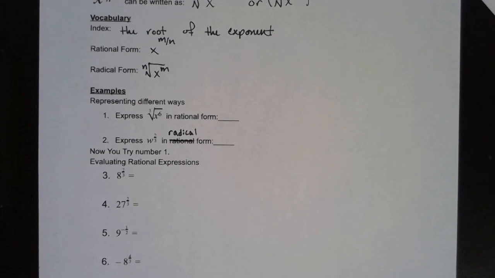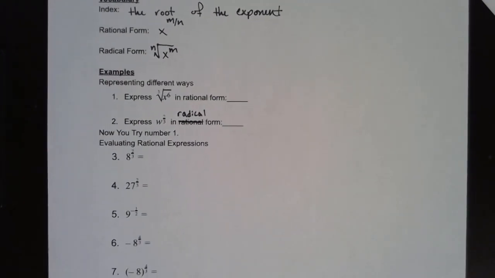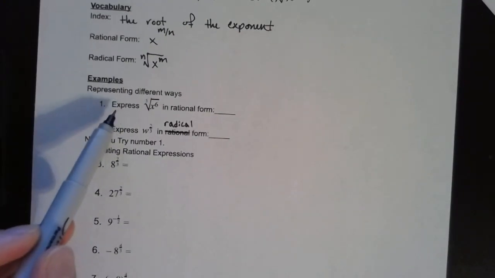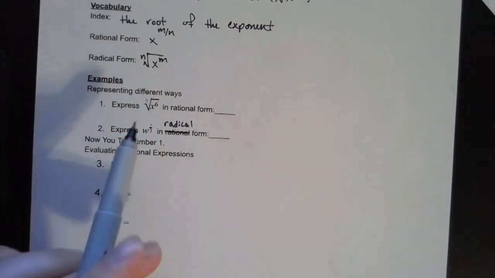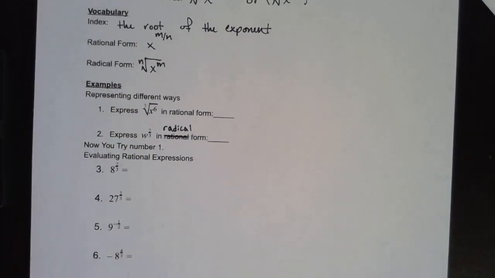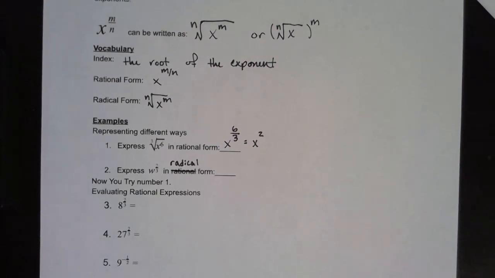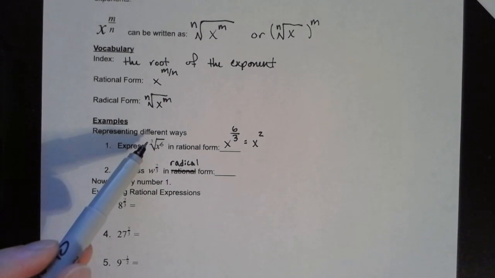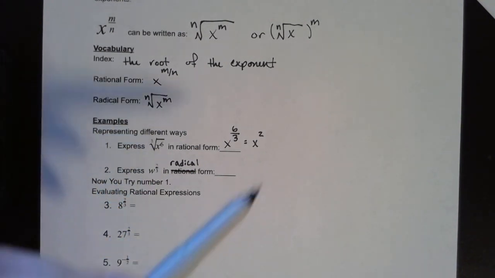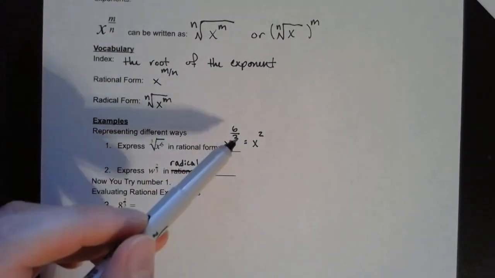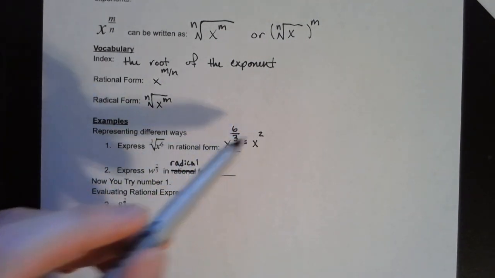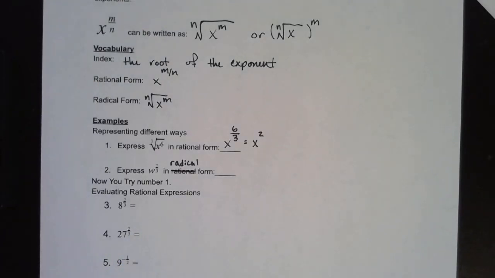Let's go ahead and take a look at some examples where we are representing these rational exponents different ways. Here we have an expression in radical form, and we want to represent it in rational form. The 6, that's the power. The 3 is the index, that's the root. So the 6 goes on top, the 3 goes in the denominator. We have 6 over 3, which can be simplified to just 2. So we can simplify this to x squared.